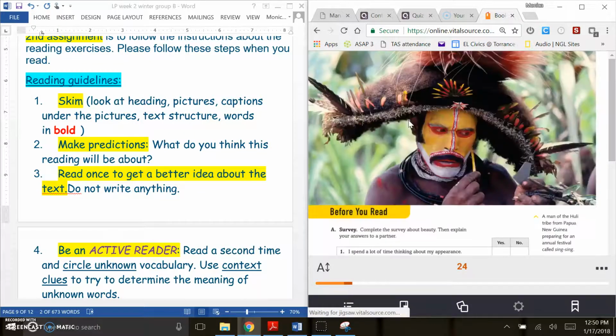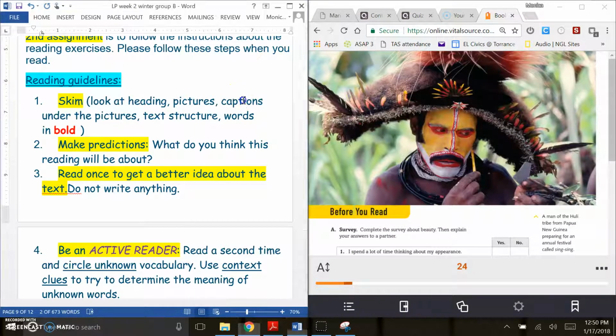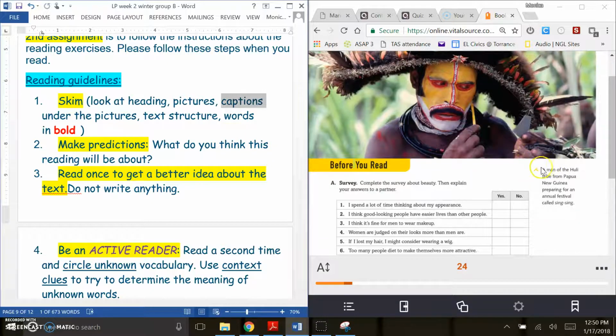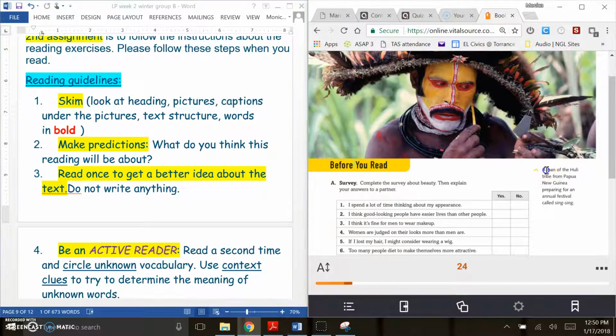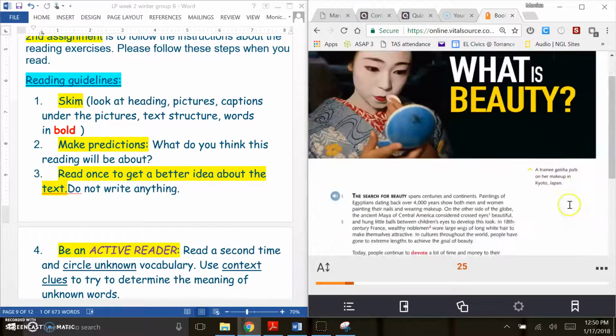And I'm also going to look at the captions. The captions. What are captions? So the captions will always be under the picture. So you see, under the picture, I have a caption on the right, and then I have another caption right here. I'm going to look at all those, and I'm also going to look at text structure.